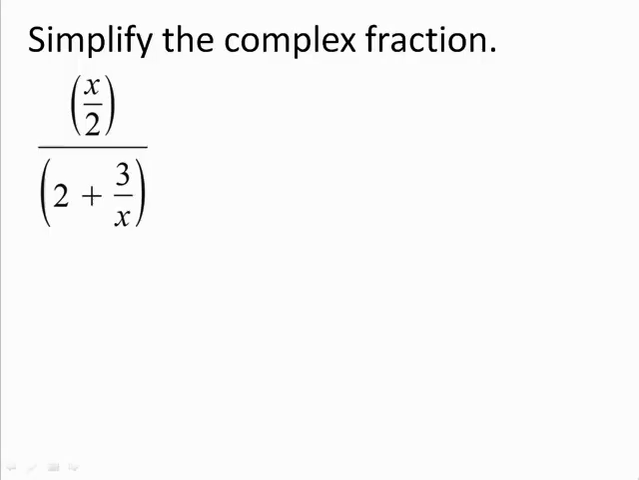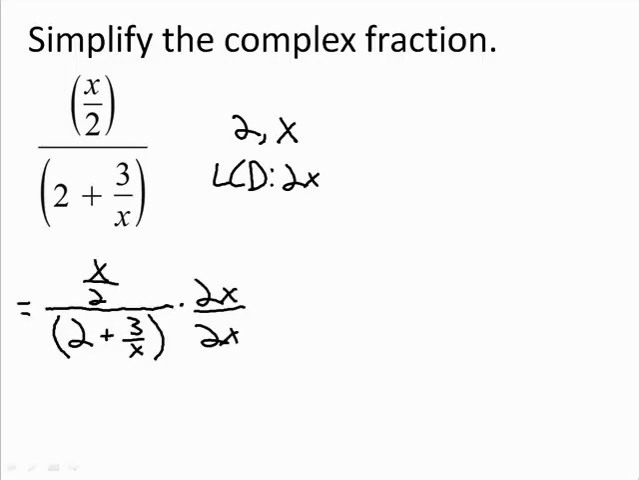Simplify the complex fraction: the quantity x divided by 2 divided by the quantity 2 plus 3 divided by x. Because there are fractions in both the numerator and denominator, multiply both the numerator and denominator by the least common denominator of the two fractions. The two denominators are 2 and x. The least common denominator has to contain each of these as factors. So the least common denominator is 2x.